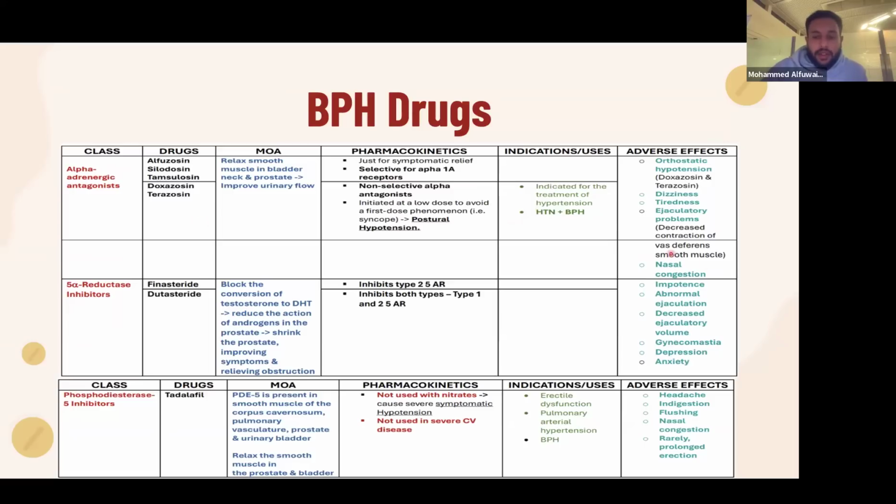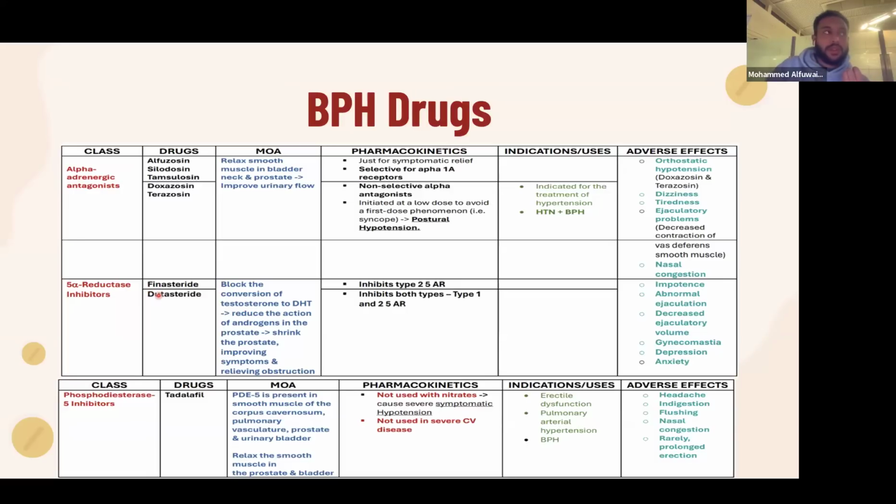And these are some of the adverse effects. It's all because of the alpha 1 antagonistic effect. Then we have two important ones. Now in the prostate itself, what will control the hyperplasia of the prostate is dihydrotestosterone.